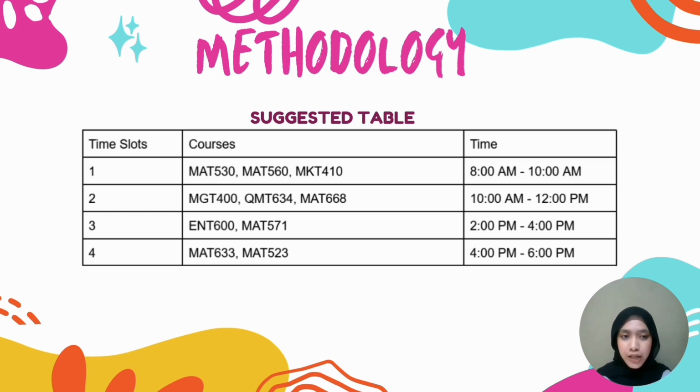After performing vertex coloring and obtaining the results, the outcome represents the timetable that assigns each course to one of the 4 time slots. There are 4 time slots based on the conflict graph. So for the first time slot, there are courses MAT 530, MAT 560, and also MKT 410 at 8 a.m. until 10 a.m. And for the second time slot, there are courses MGT 400, QMT 634, and also MAT 668 at 10 a.m. until 12 p.m. For the third time slot, there are courses ENT 600 and MAT 571, where the time is 2 p.m. until 4 p.m. And for the fourth time slot, there are courses MAT 633 and MAT 523, and the time is from 4 p.m.